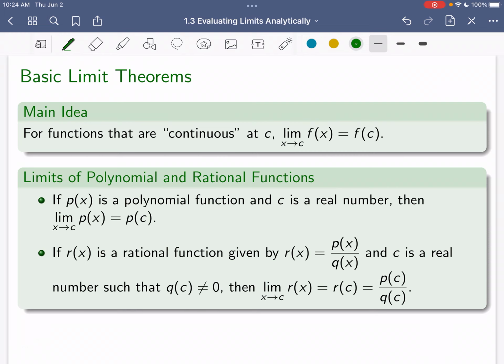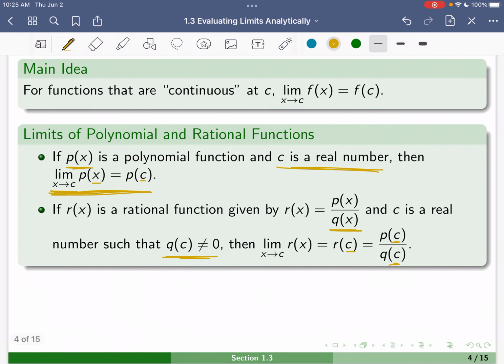If p of x is a polynomial function and c is a real number, then we can just do that direct substitution. We can just plug in, replace the value of x with the value of c, the value that x is approaching. If it's a rational function, the same thing is true, provided that the denominator, the bottom part, is not 0, does not head towards 0. And so here we can just plug in that value c, and things will work out fine as long as we have the appropriate provisions.